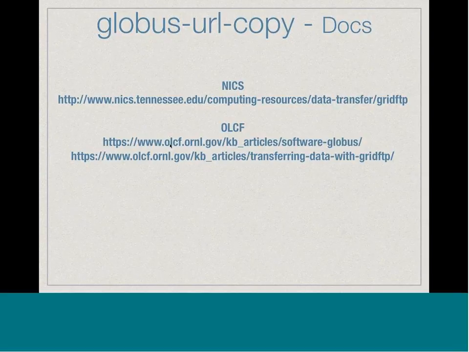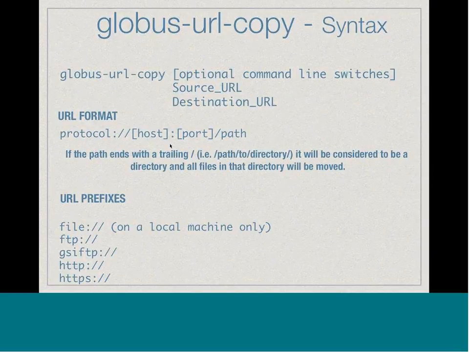Also, I want to point you to our sets of documentation. OLCF has dedicated examples and documentation for Globus URL copy and for Globus Online. So here, this is what you find if you went to those documentations. A bunch of optional command line switches, which do make a big difference in the speed of the transfer, and we'll talk about those in a minute. You have to give a source URL after the protocol and a destination URL. URL format is the protocol, which are these down at the bottom of the slide, plus the host and the path. If you have a trailing slash, it will be considered a directory, so just be aware of that. You might want to keep that in mind.